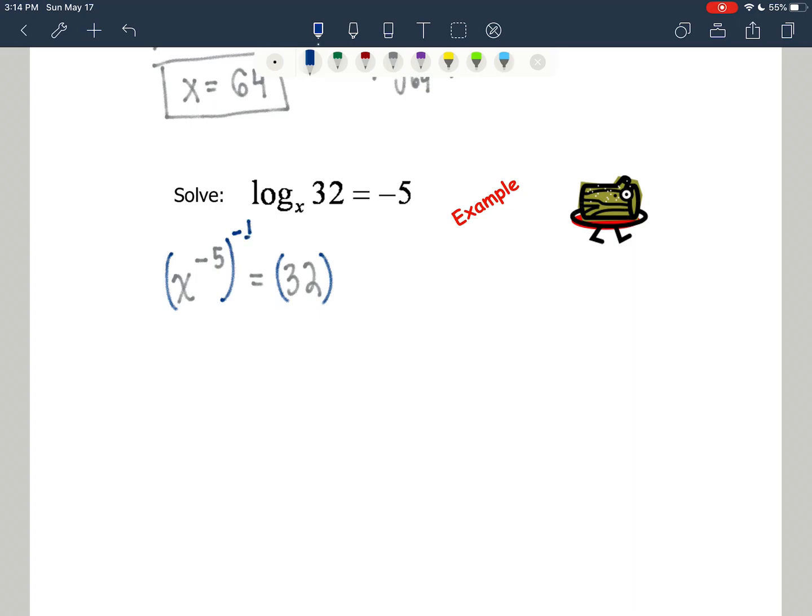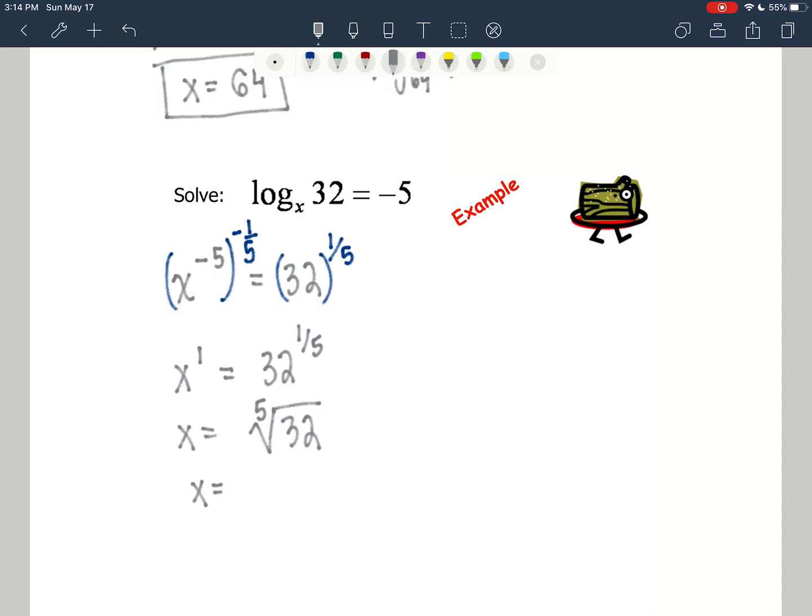And then we have 5 times 1/5 is 1. So I'm going to raise both sides to the 1/5 power. That's going to give us x to the 1st power is equal to 32 to the 1/5 power. Well, 32 to the 1/5 power is the same thing as the 5th root of 32. And the 5th root of 32, what times itself 5 times is 32?